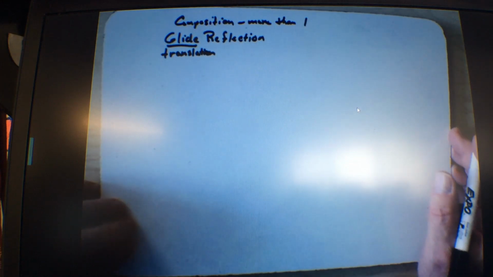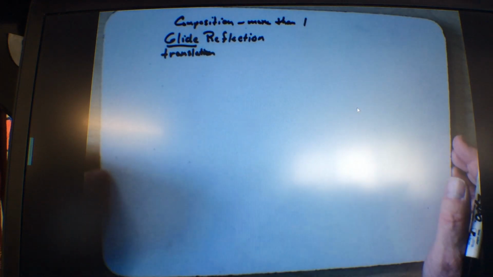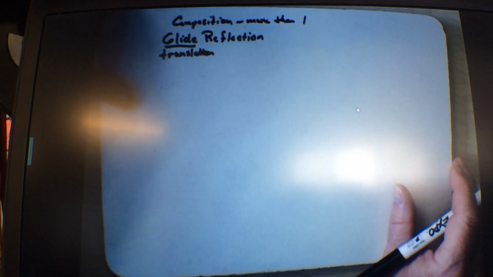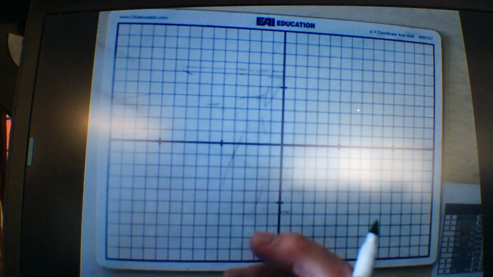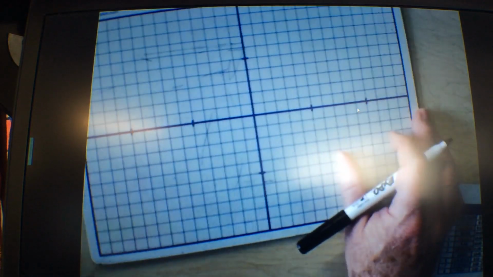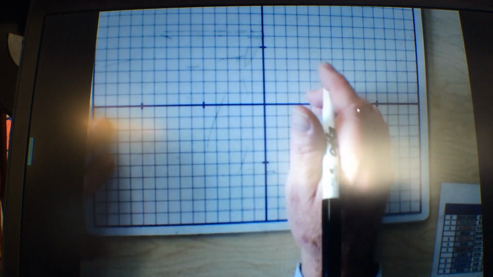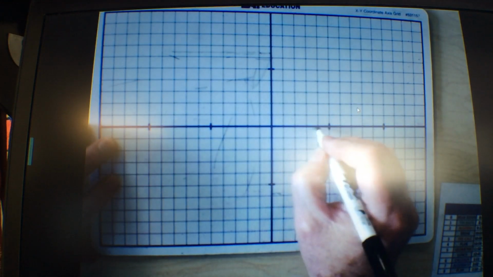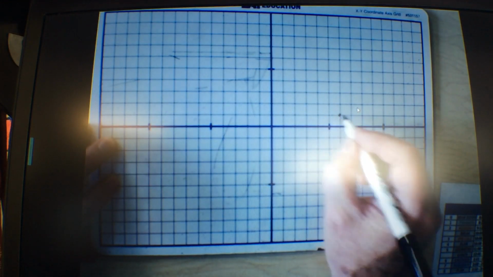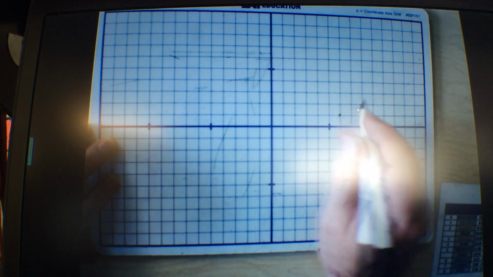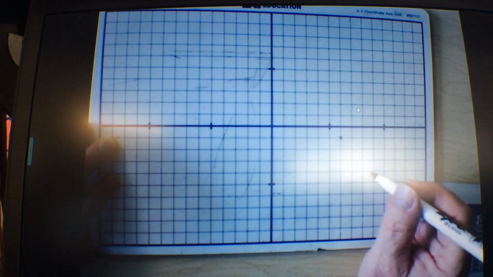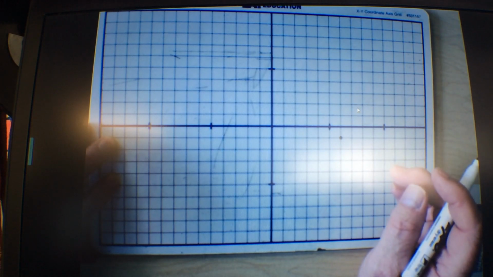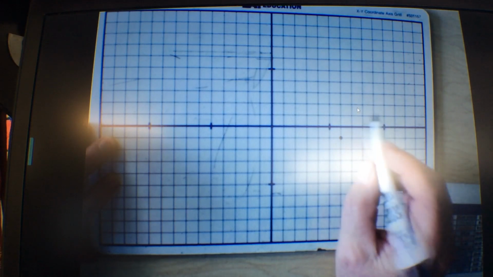So I'm going to look at a glide reflection on this graph here. Let's take a look at this glide reflection. So I'm going to do this 6, 1, 1, 2, 3, 4, 5, 6, 1. Do you guys need boards? I'm going to do 6 and negative 1. Do you want to do boards or do you want to just do graph paper? Boards. Okay, get the boards out.